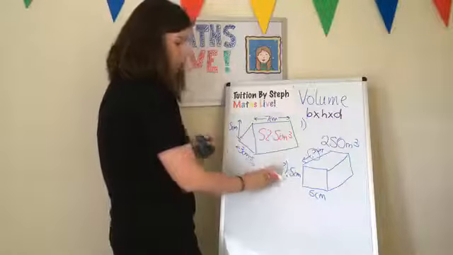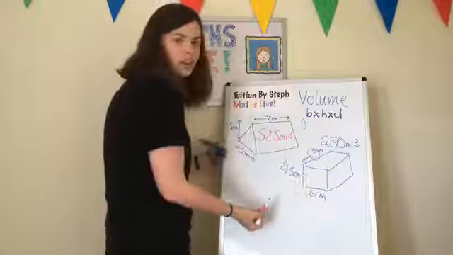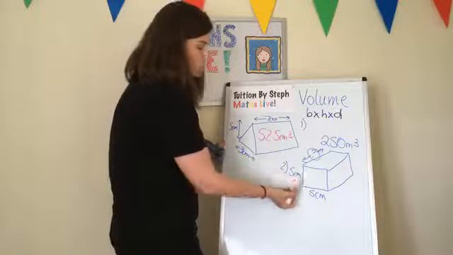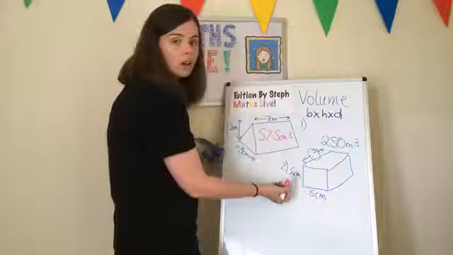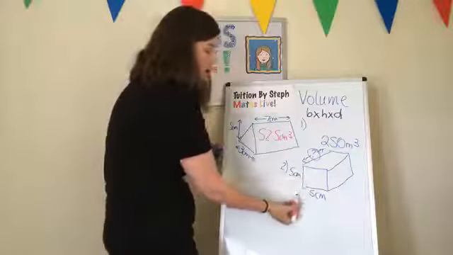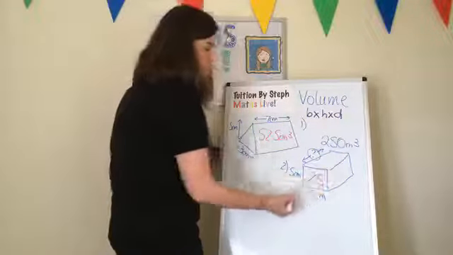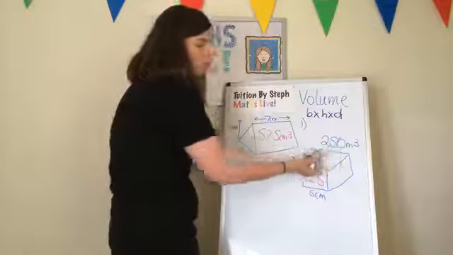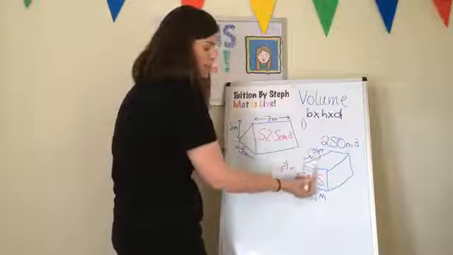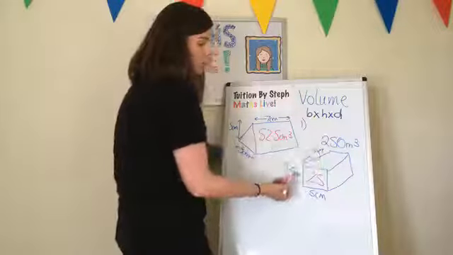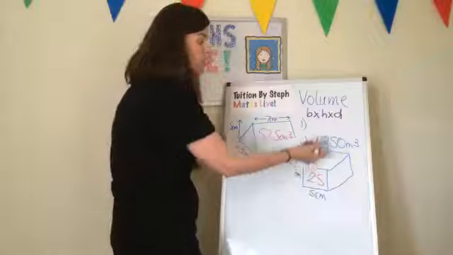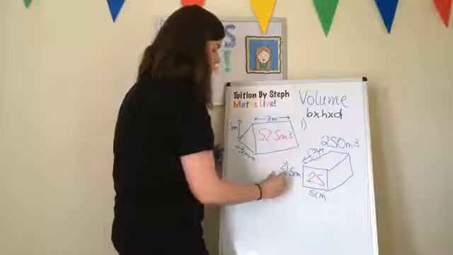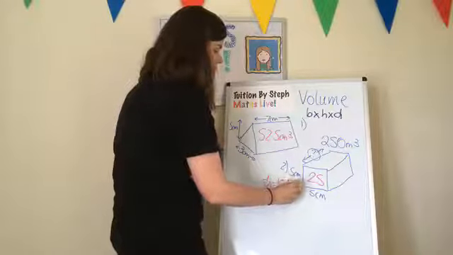Here we go. Now with this one, I want you to find the depth. And you've been given the volume already. So first of all, you need to work out what the area of the face is. 5 times 5 is 25. So what do I do to 25 to make it into 250? What do I times 25 by to make the total volume? I times 25 by 10 to make it into 250. So the depth is 10 centimetres.